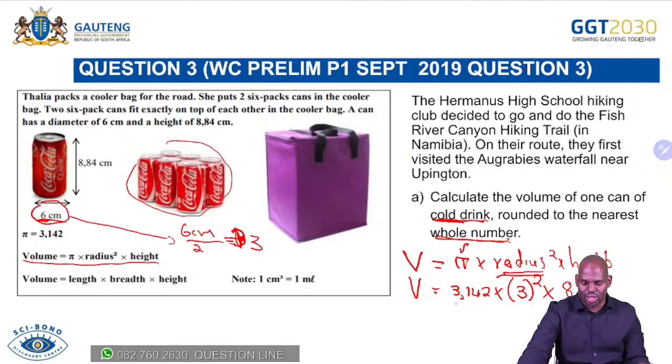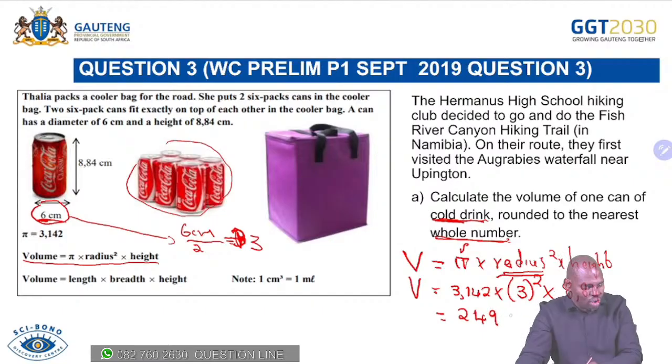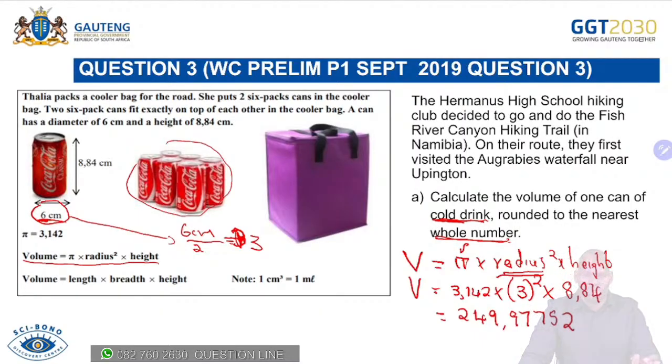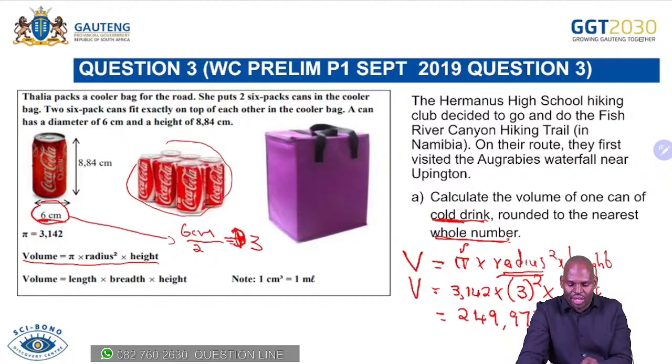So if you use your calculator, 3.142, then you multiply by 3 squared, you multiply by 8.84. Then we get 249.97752. I think, boys and girls, it's always better to first rewrite the answer as is. Remember, we have answered the first part of the question, where they say calculate the volume.